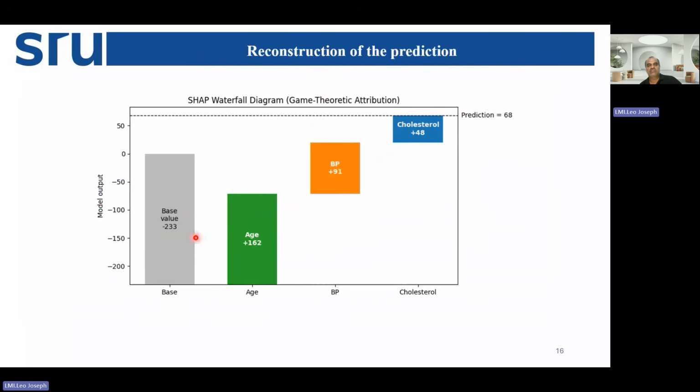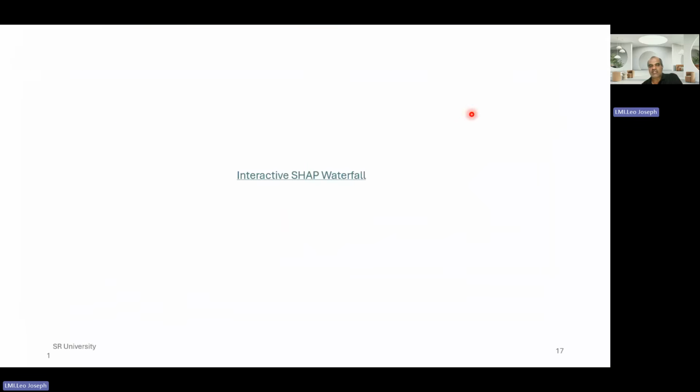So initially minus 233, slowly it increases to plus 20 and then to 68. This is how this entire SHAP value is working. So LIME and SHAP are telling the same value. The prediction value is that we have 68 percent chance of heart disease.